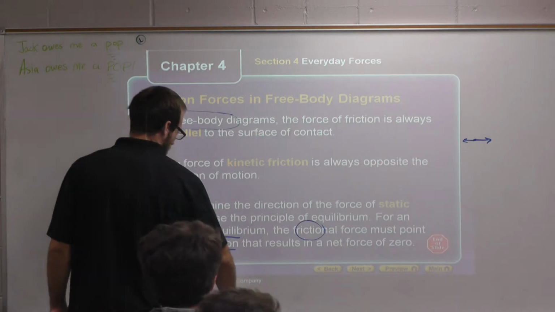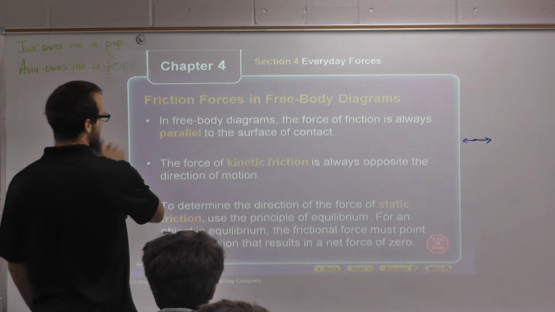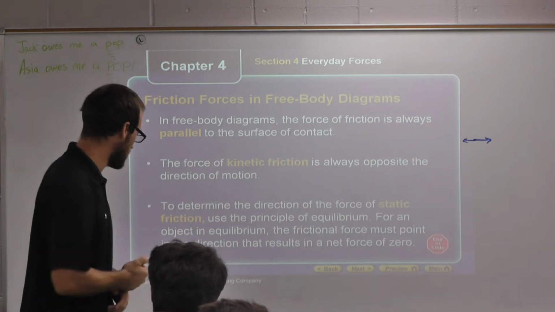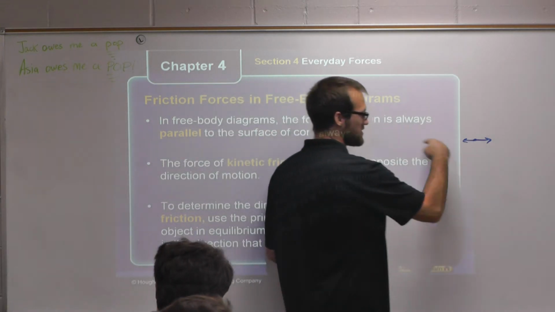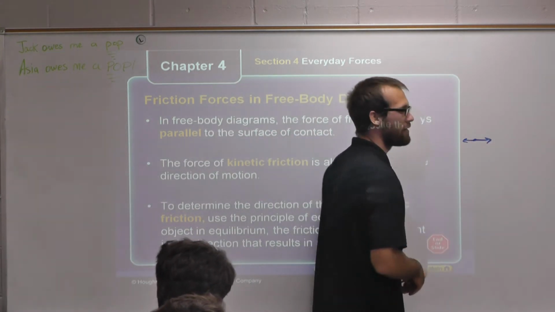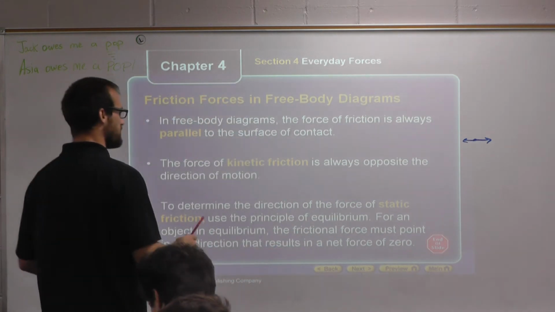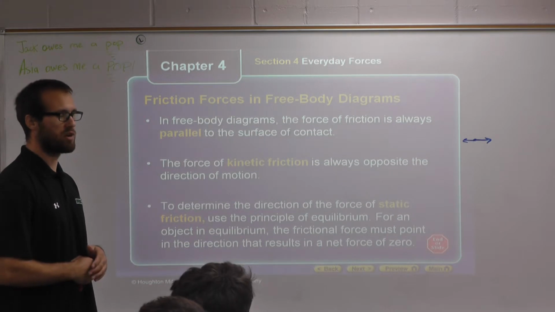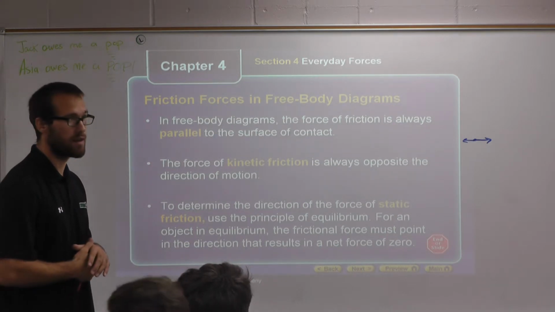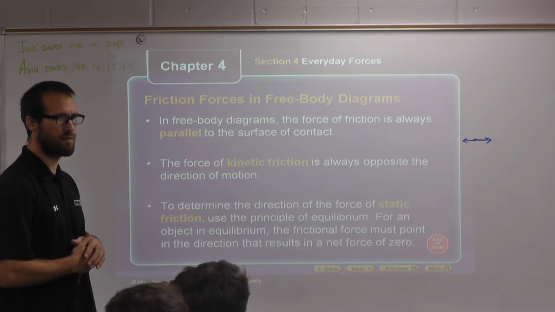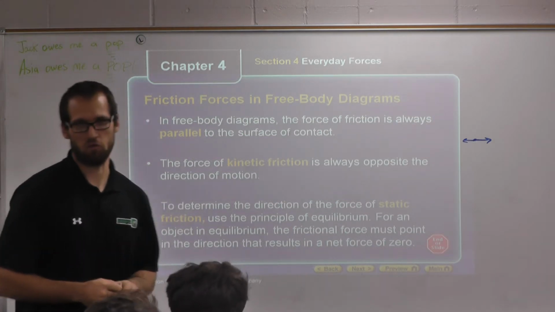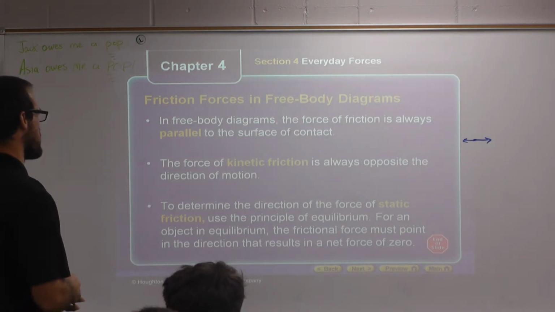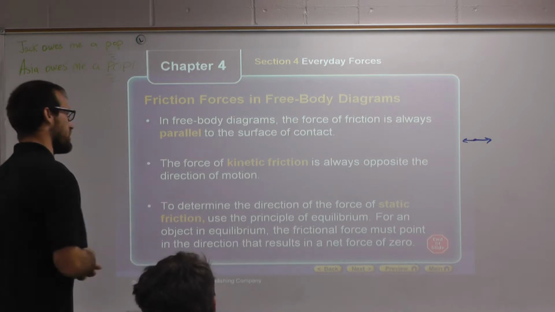Okay, in free body diagrams, and we're doing free body diagrams with an object that has friction on it, the friction force will always be parallel to the surface of contact. So what that simply means is if this is my surface, horizontal, it will always be parallel to it, and it will always be opposing the direction that you are trying to get it to move, or the direction that it is moving. That should make sense. That's not something you would be unable to comprehend from everyday experience, right?